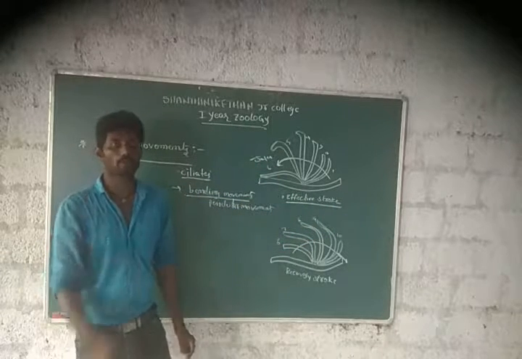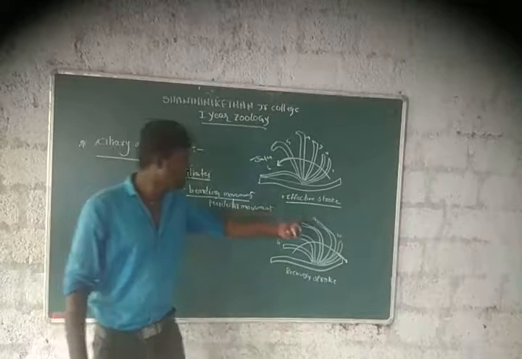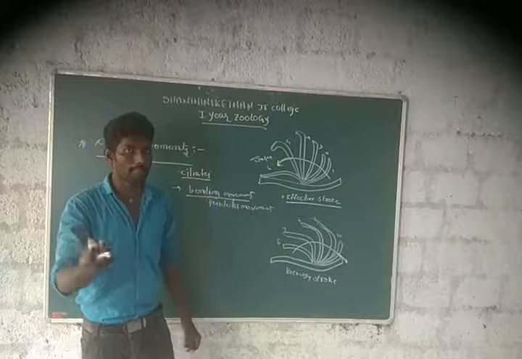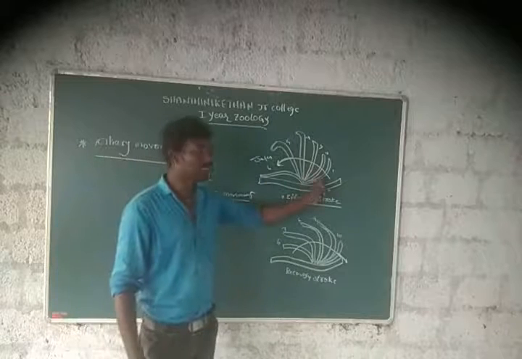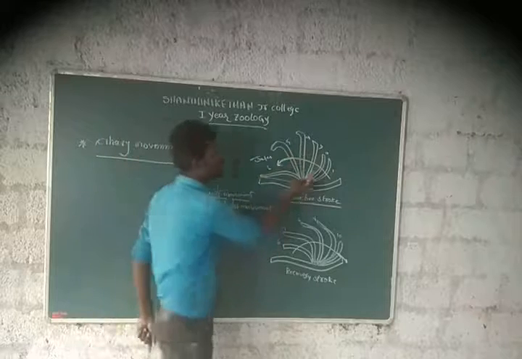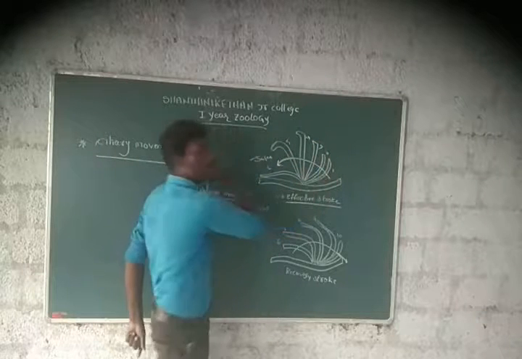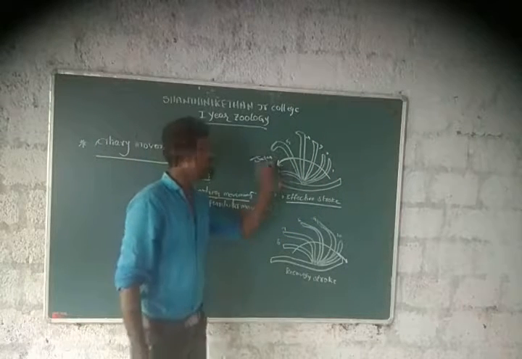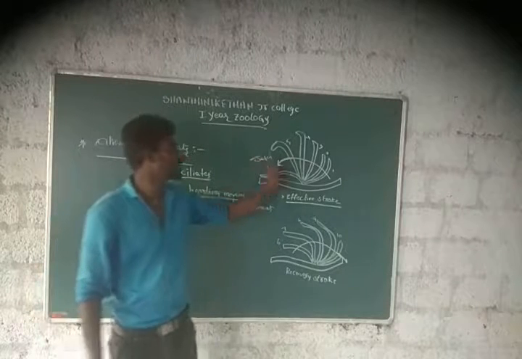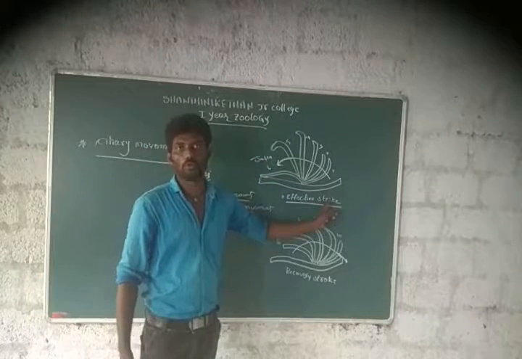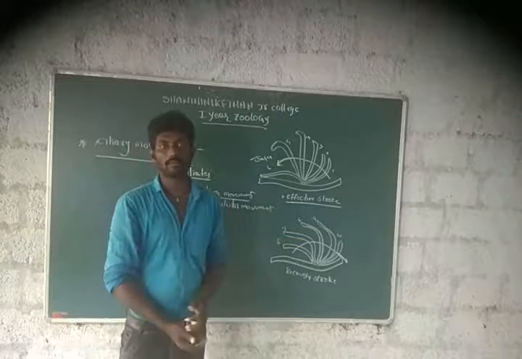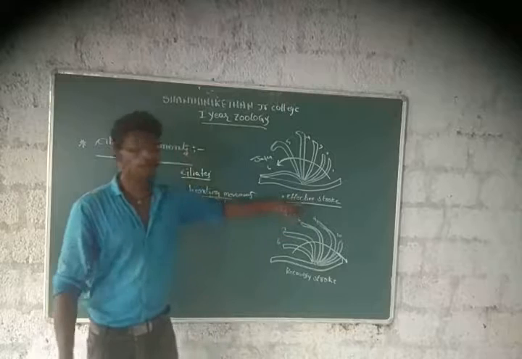It is a 2 marks question: write the effective stroke and the recovery stroke. What is the effective stroke? The cilia bends backward and beats against the water. This kind of stroke is an effective stroke. Finally, the organism moves forward.